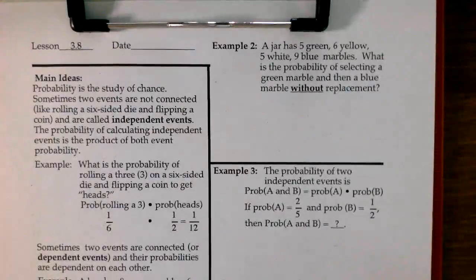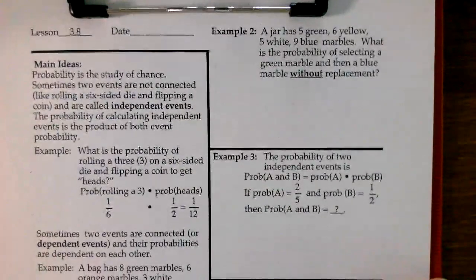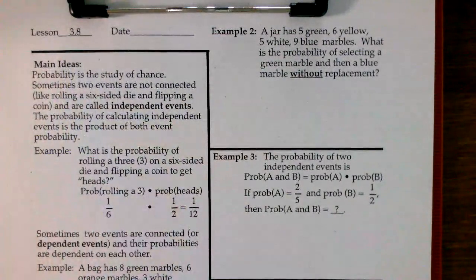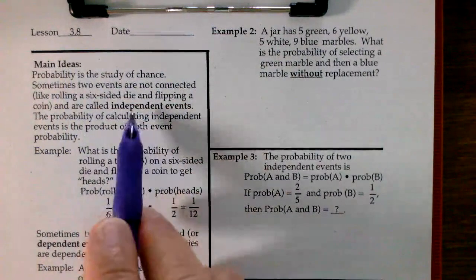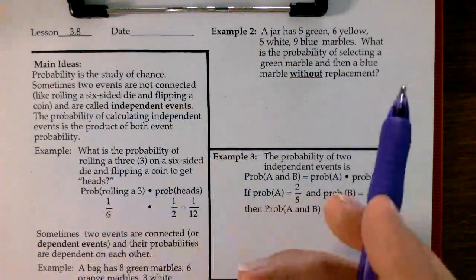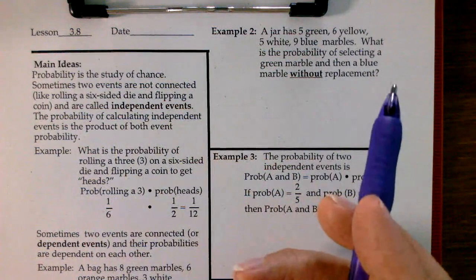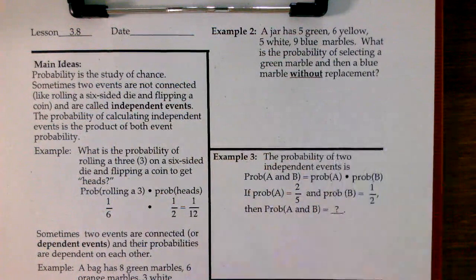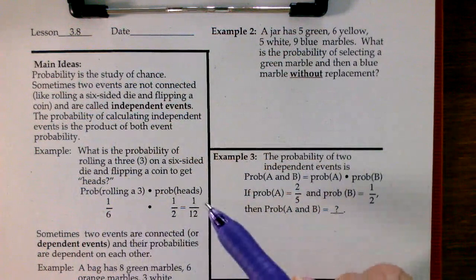Hello everyone, we are back to the last section of chapter 3, 3.8. In this particular example, we're going to be talking about independent events and dependent events. Basically, what we're talking about is a pair of events that may depend on each other or not.